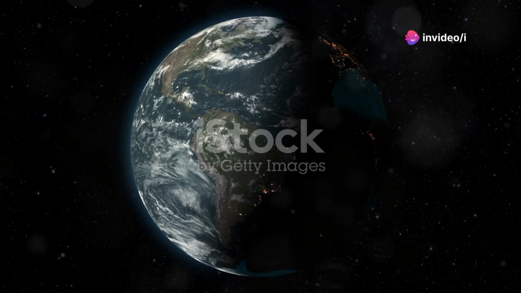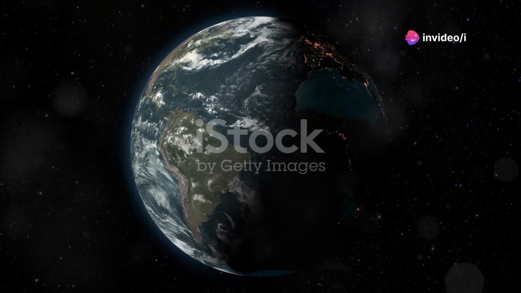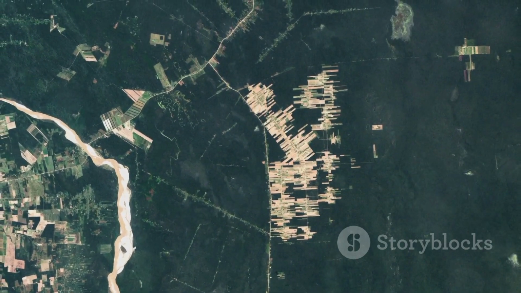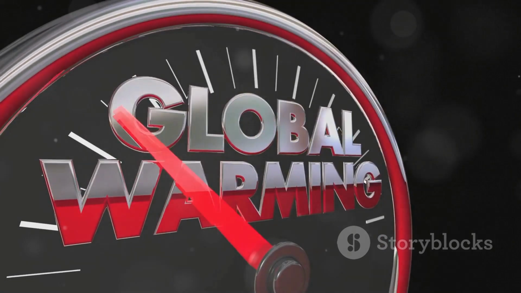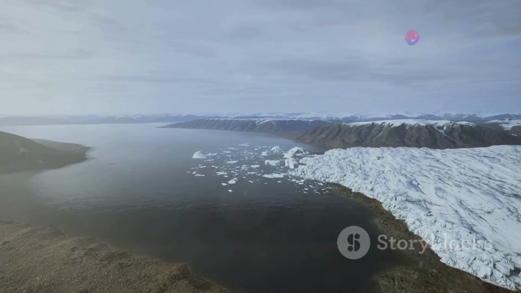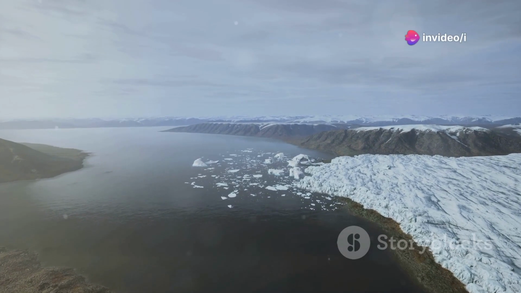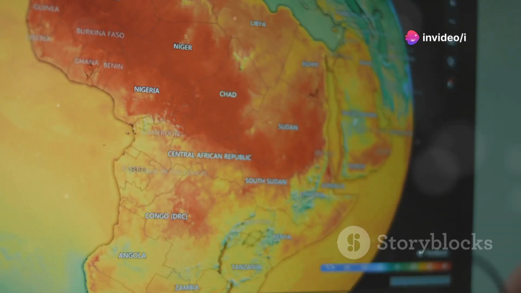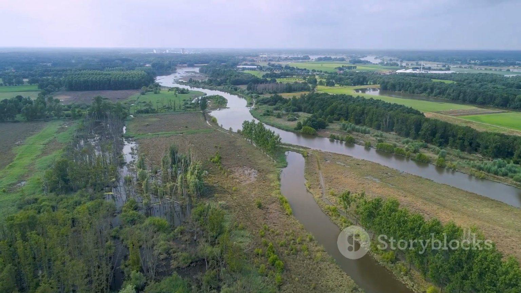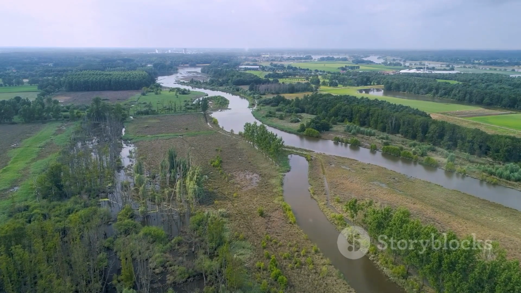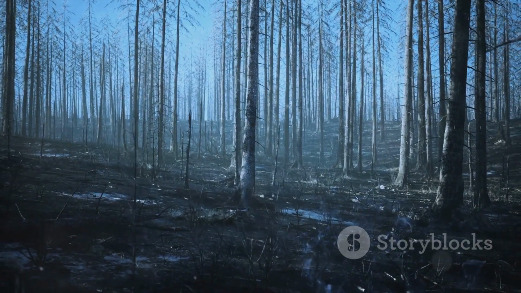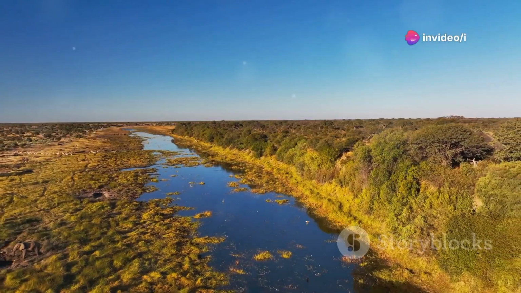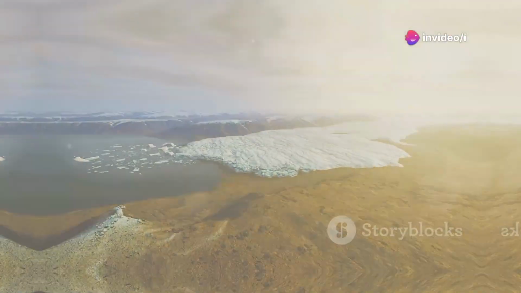A planet under pressure, climate change and its impact. Climate change is one of the most pressing issues facing our planet today. It is already having significant impacts on continents and their inhabitants. Rising temperatures are causing glaciers to melt, sea levels to rise, and weather patterns to change. These changes are affecting ecosystems, human societies, and the planet's delicate balance. Addressing climate change is crucial for the future of our continents and the well-being of all life on Earth.